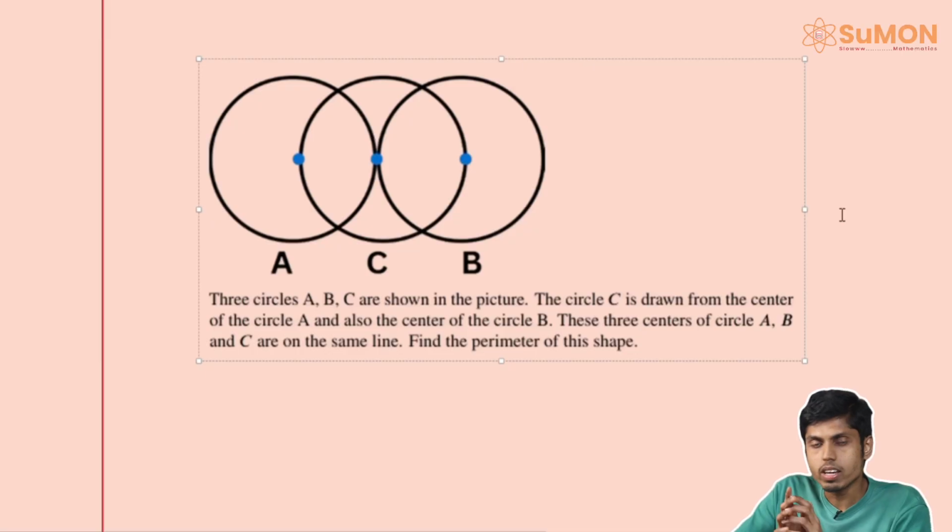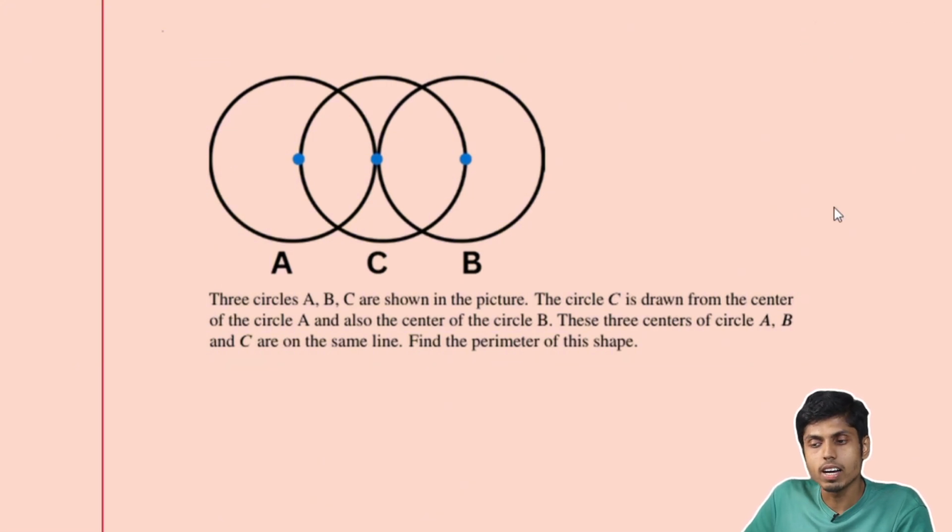Let's get started. Here is the question with 3 circles, and you have the centers aligned, or collinear, lying on the same line.